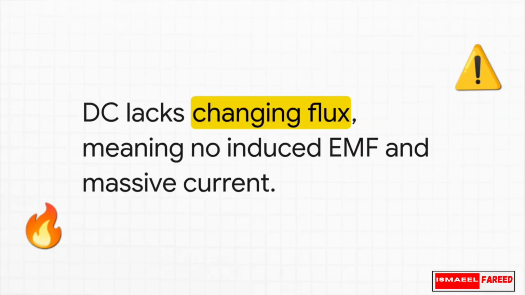But it gets much worse. Because a DC primary winding has very low reactance, it would draw a massive, dangerous amount of current straight from the source. You'd literally overheat and burn out the transformer in no time.